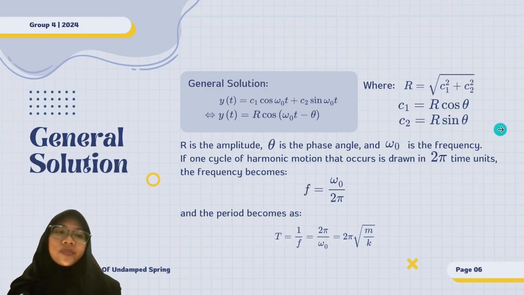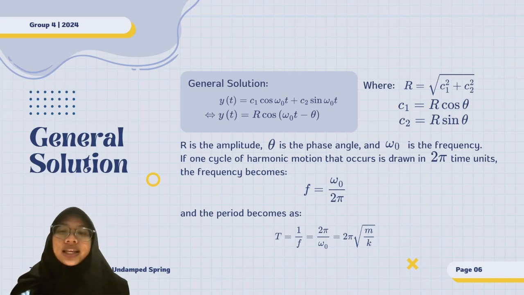Then we can form the general solution y(t) = c1 cos(omega_0 t) + c2 sin(omega_0 t), or we can form it as y(t) = r cos(omega_0 t - theta), where we get it from the trigonometric identity. In here we have r is the amplitude, and r equals the square root of c1^2 + c2^2, where c1 is r cos(theta) and c2 is r sin(theta). And theta here is the phase angle, and we have omega_0 is the frequency.